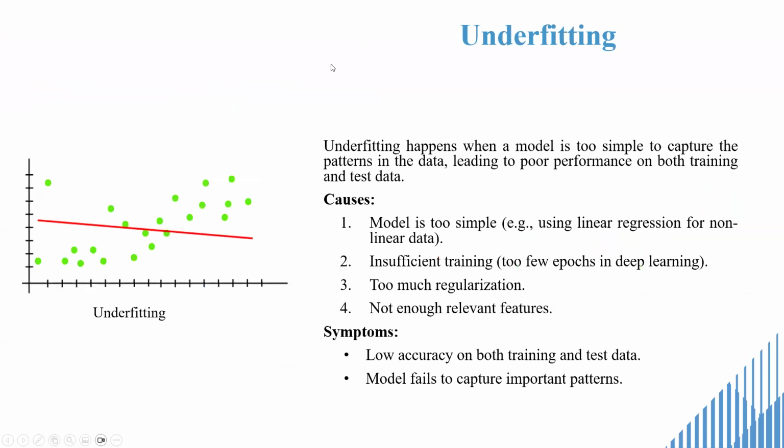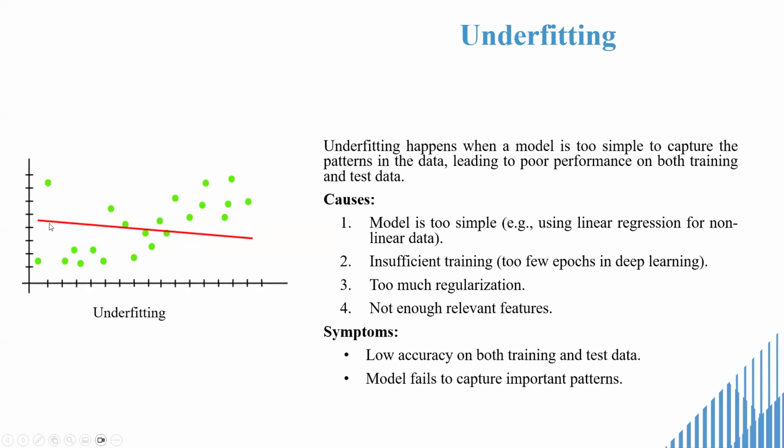Then we have underfit. There is overfit, and there is underfit. Underfit happens when a model is too simple to capture the patterns in the data, leading to poor performance on both the training and testing sets. It is like you didn't study in the class, nor did well in the exam. You failed in both areas. So in training and testing, it's not giving you proper results.